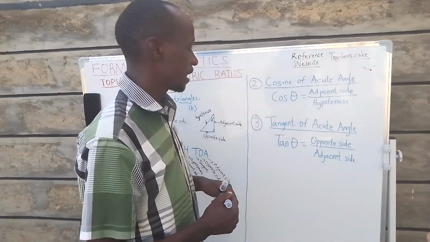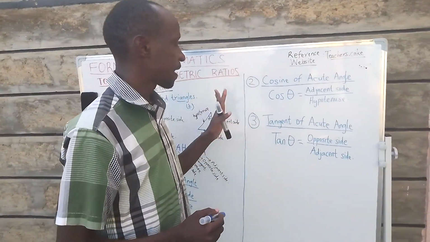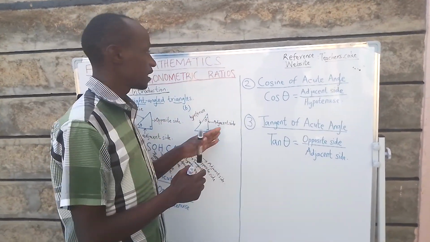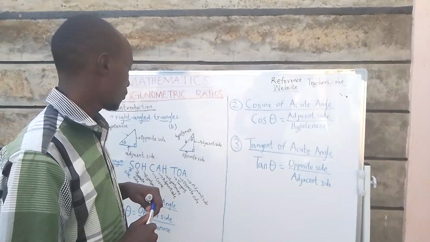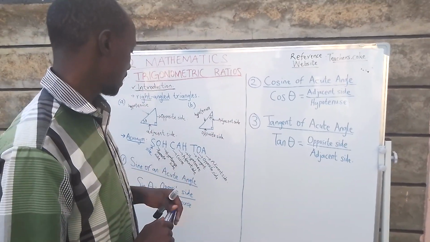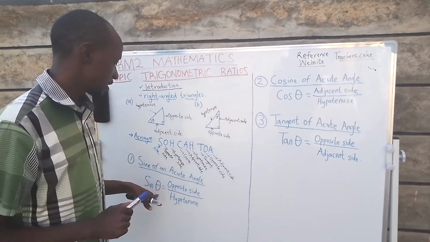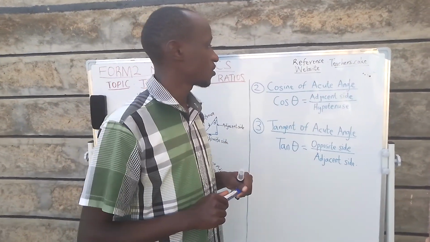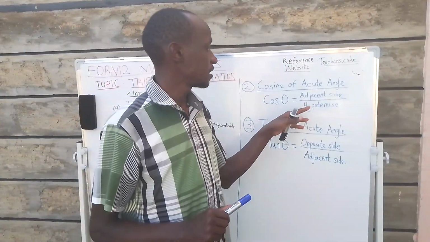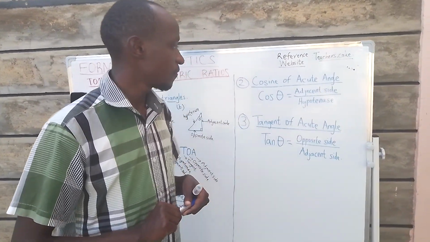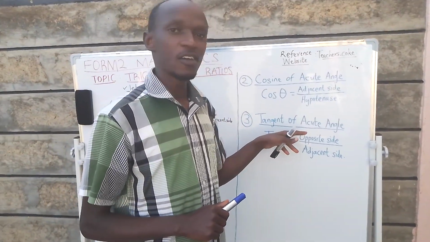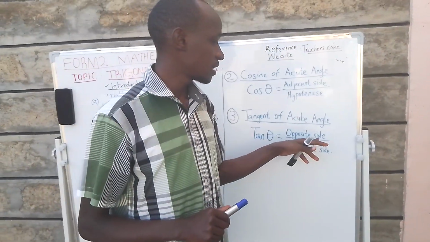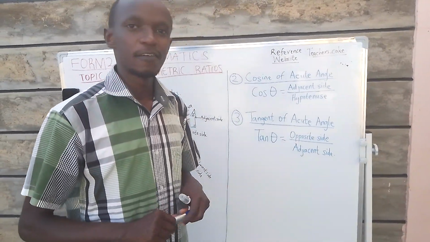The next time we are going to look at examples of trigonometric ratios, but these are the three trigonometric ratios that we are going to look at. Sine of an acute angle is equal to opposite side over hypotenuse. Cosine of an acute angle is the adjacent side over the hypotenuse. And lastly, tangent of an acute angle is opposite side over adjacent side.